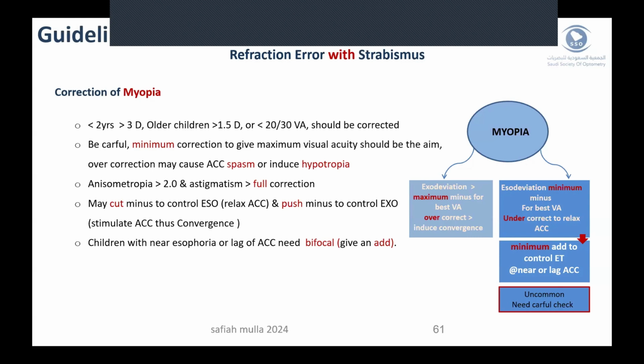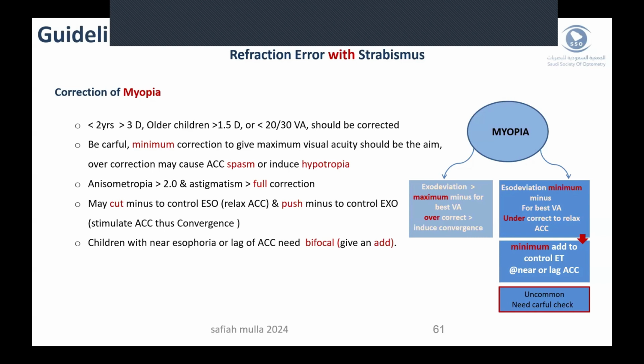And you be careful with the myopia because minimum correction needs to be given. So to give a maximum visual acuity should be the aim, because we don't want to overcorrect them, and that may cause accommodation spasm for the child. So you have to be careful. We don't want to give them a spasm or induce hypertropia with overcorrecting them.